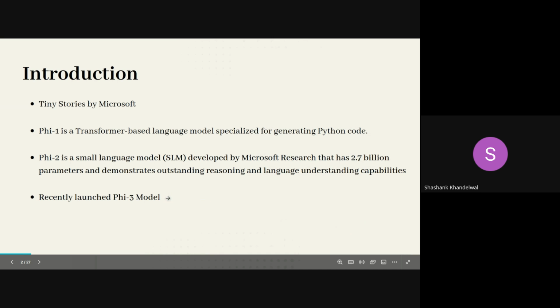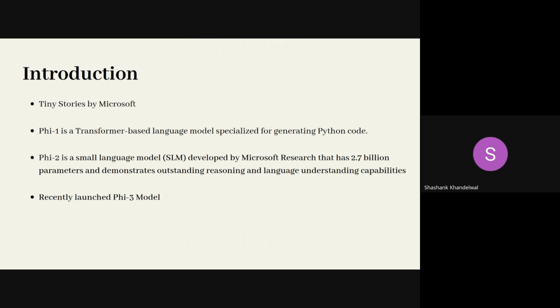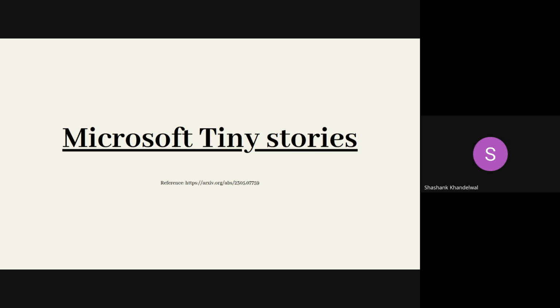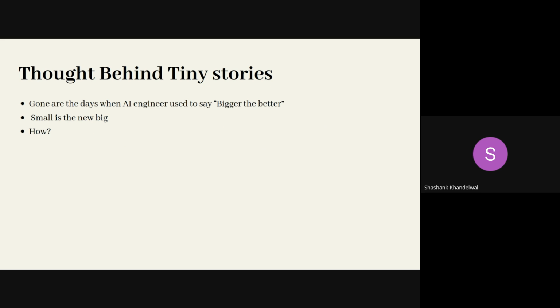Today we will go through the following topics. We will go through a very famous research paper by Microsoft called Tiny Stories, and then Shubhangi will walk you through the Phi-1, Phi-2, and the recently launched Phi-3 model. So it's Microsoft Tiny Stories.